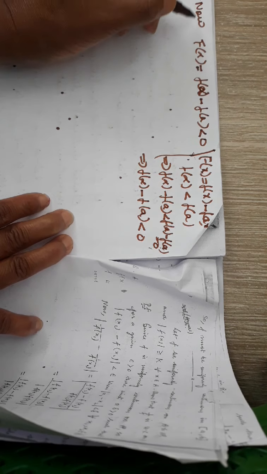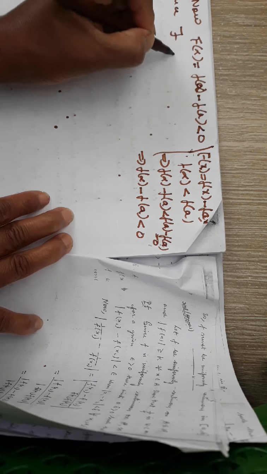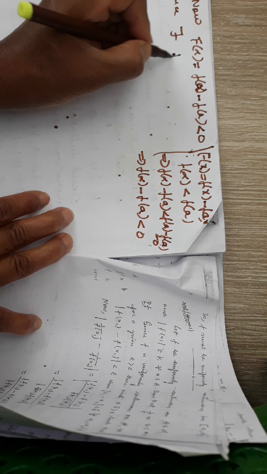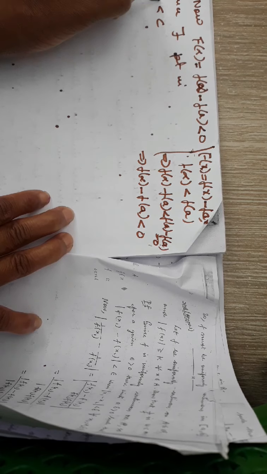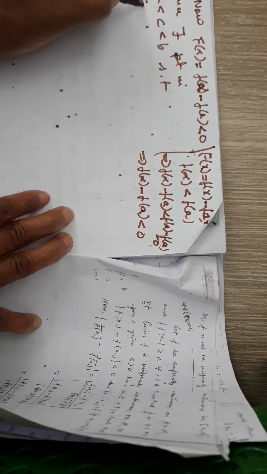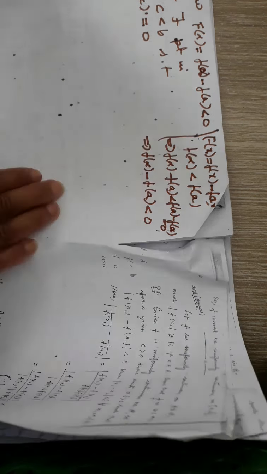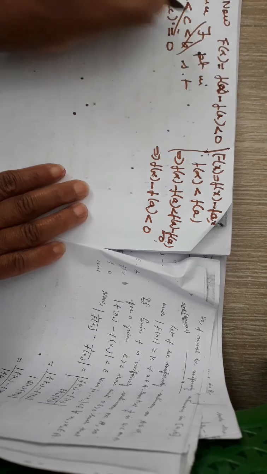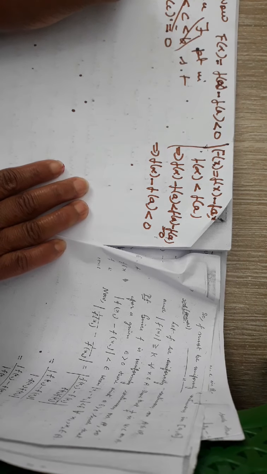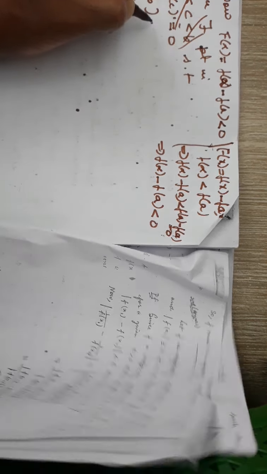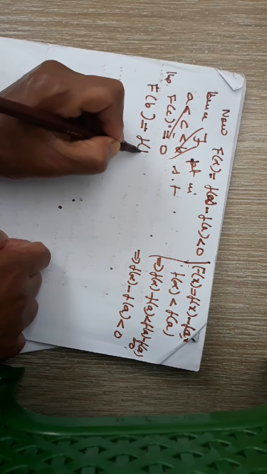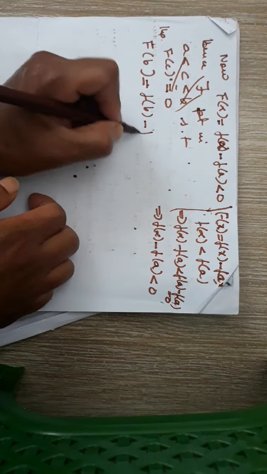Hence, there exists a point C lying between A and B such that F of C is equal to 0, because there is a theorem: if f is continuous and... oh sorry, I have to show this for another point B. Similarly, F of B is equal to f of B minus, you replace x by B now, f of A.